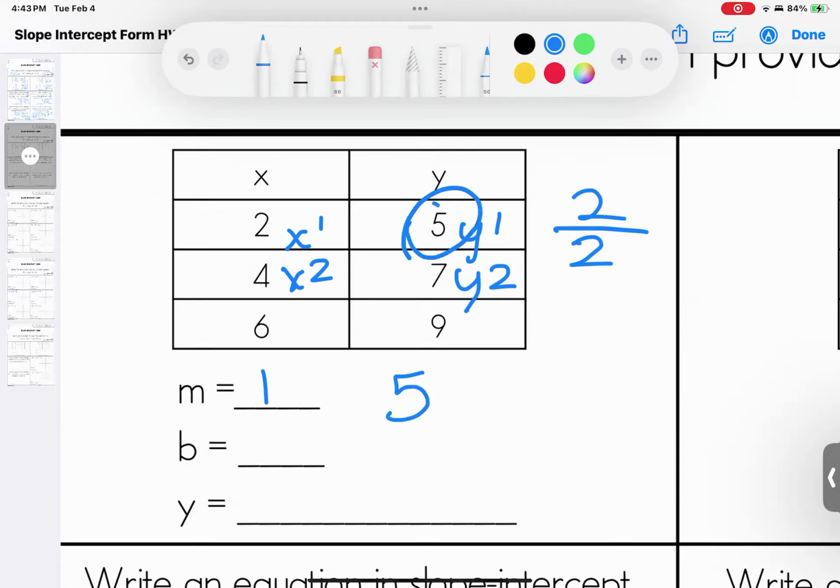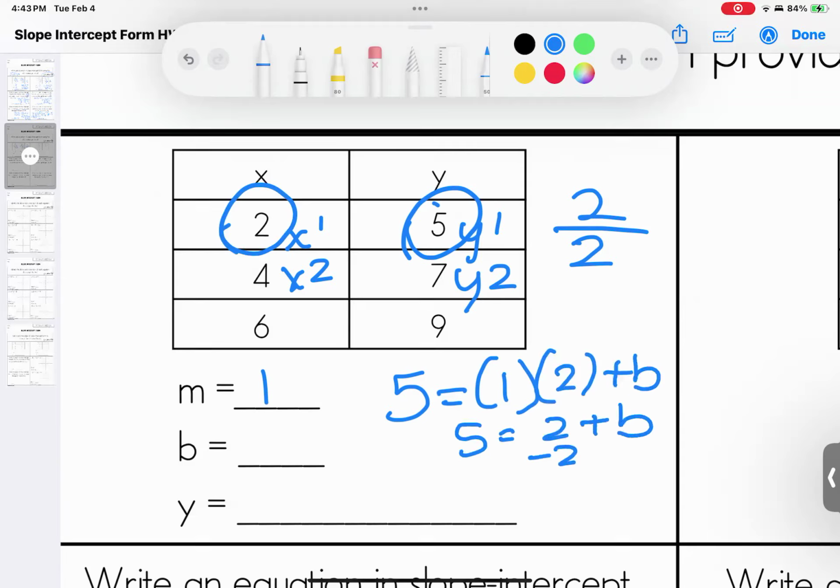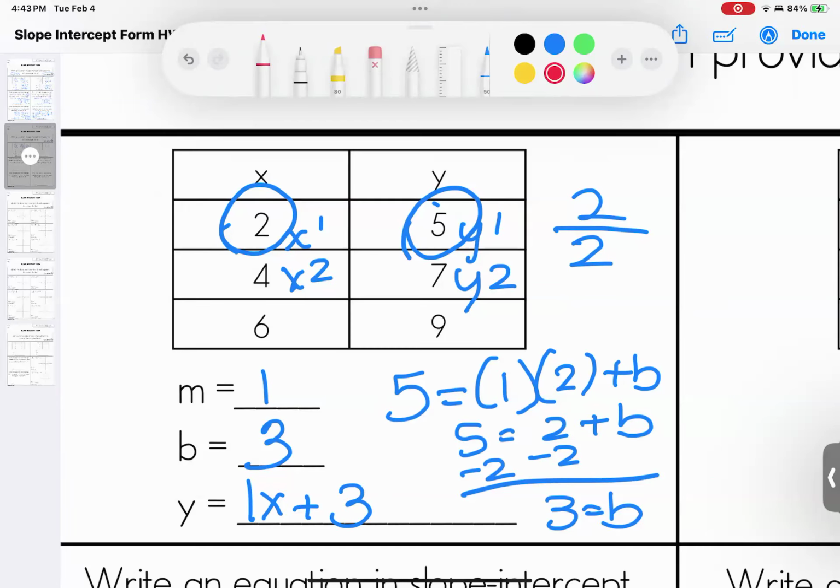Y equals mx plus b. 5 is equal to 2 plus b. 3 is equal to b. Y equals mx plus b. We've also talked about in the classroom how we could also just put y equals x plus b, because having one of our x does not sway the answer.